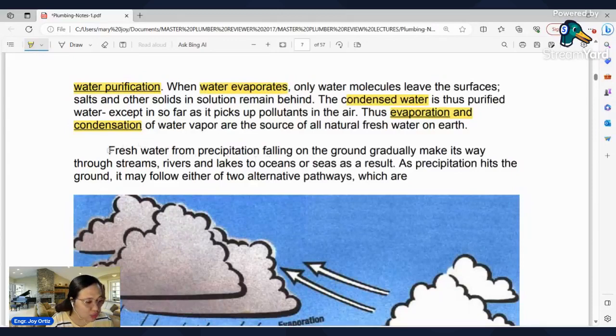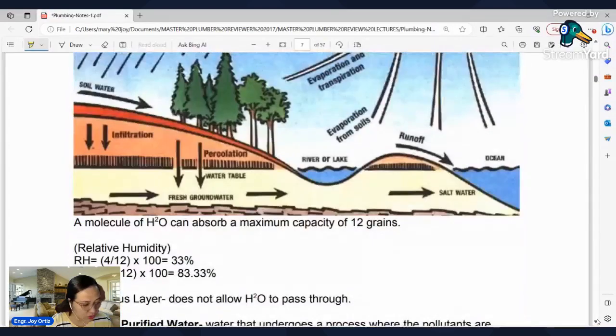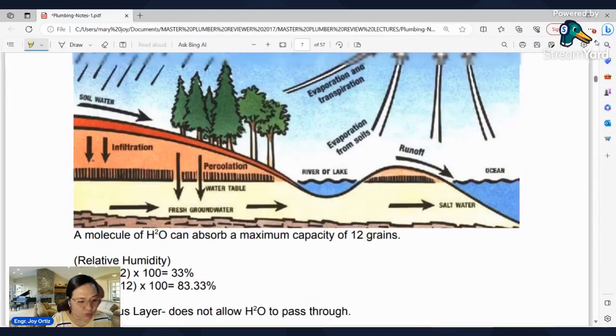So, fresh water from precipitation falling on the ground gradually makes its way through streams, rivers, and lakes to the oceans or seas as a result. As precipitation hits the ground, it may follow either of two alternative pathways. Water can absorb a maximum capacity of 12 grains.